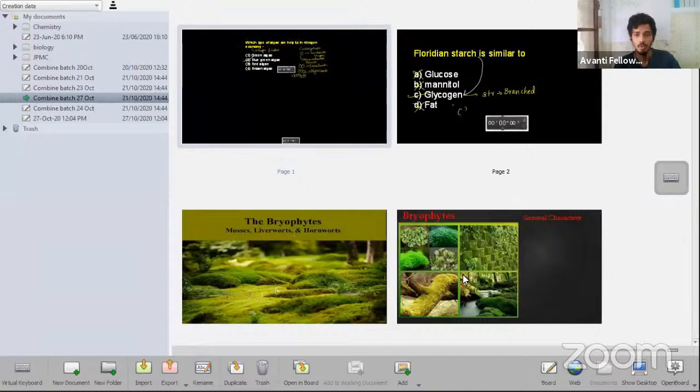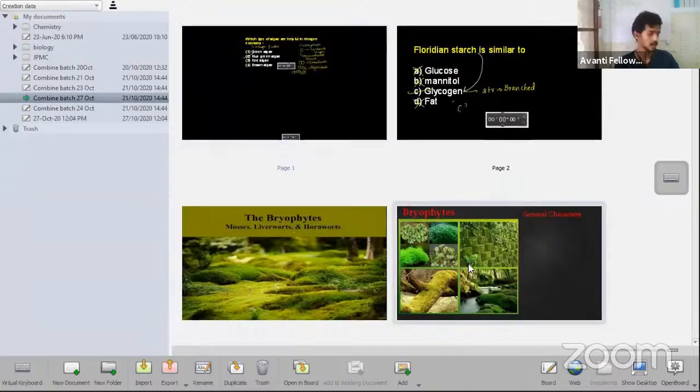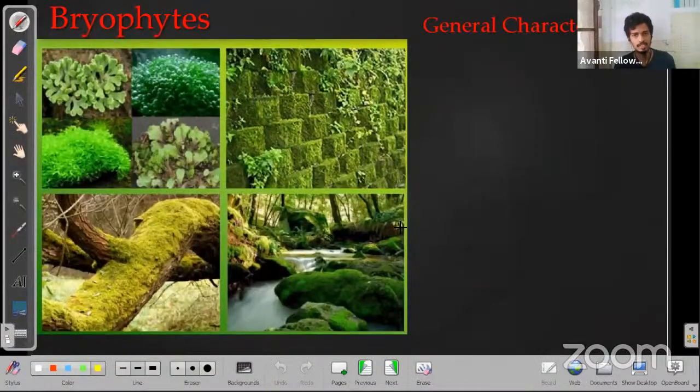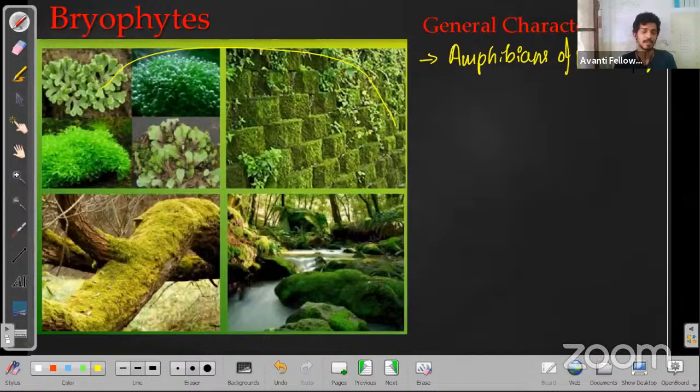So we are going for bryophyte. When we come to the bryophyte, what is the first thing you will remember? Yes, correct. These are the amphibians of the plant kingdom. Can you give me any example of amphibians in the animal kingdom? Everyone knows the frog. Frog is an amphibian of the animal kingdom.